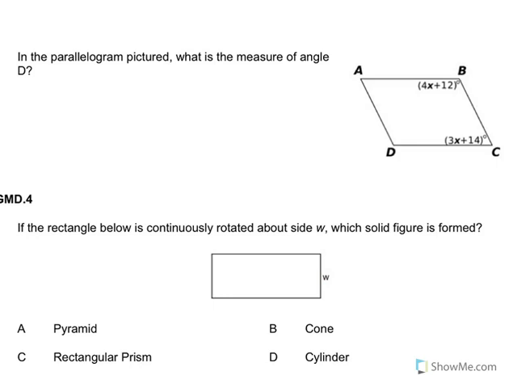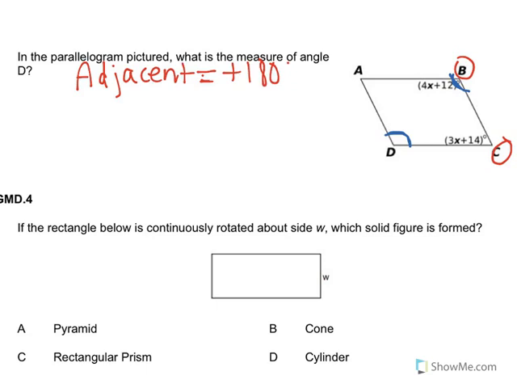All right, last parallelogram question. In the parallelogram pictured, what is the measure of angle D? So D and B are going to be the same because opposite angles are congruent. Now, B and C are not opposite. They're adjacent. But what you need to know is that adjacent angles, they add up to 180 degrees. And then I can just find B because B and D are the same. So I know that 4x plus 12 plus 3x plus 14 is equal to 180.